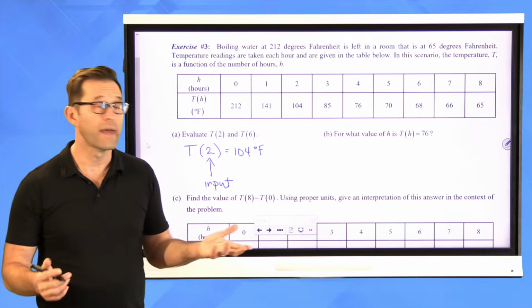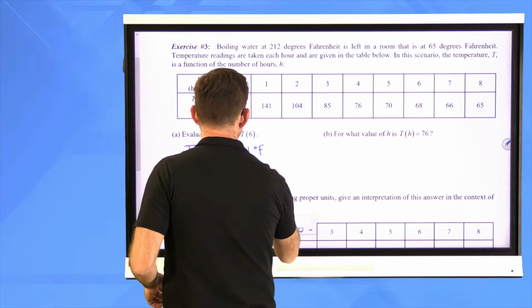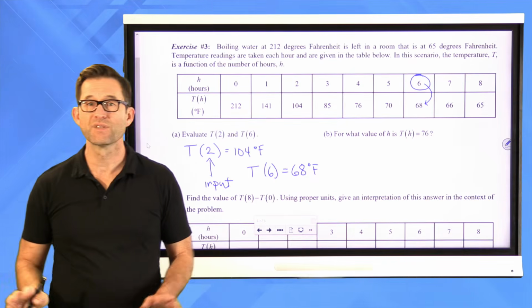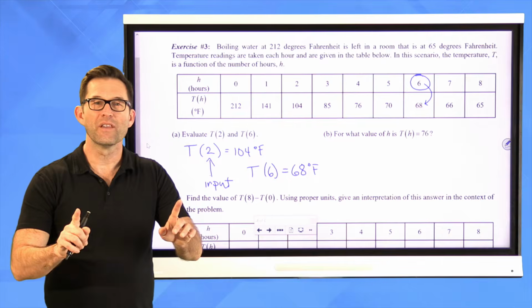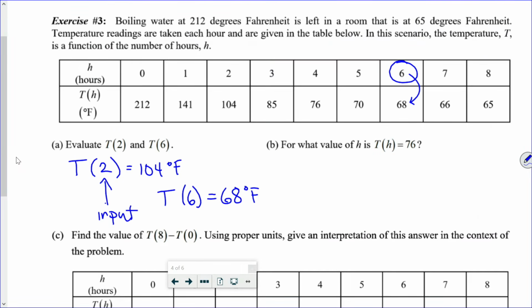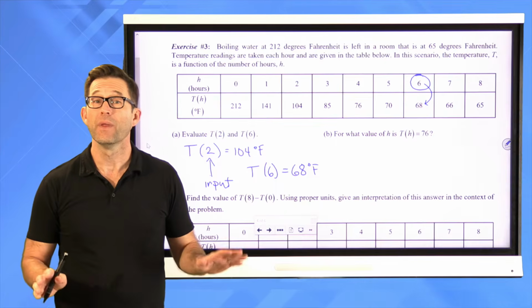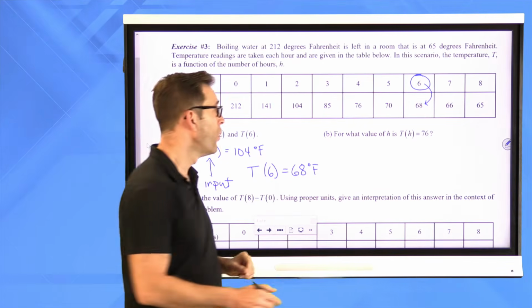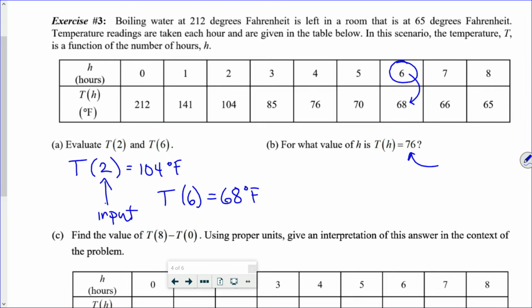All right, well again, T of 6 is just asking us for the output when the input is 6, and that's 68 degrees Fahrenheit. Simple. Now let's take a look at letter B, where we reverse it a little bit. In letter B, for what value of H is T of H equal to 76, right? In this case, I'm not giving you the input, I'm asking you for the input. What I am giving you is the output.